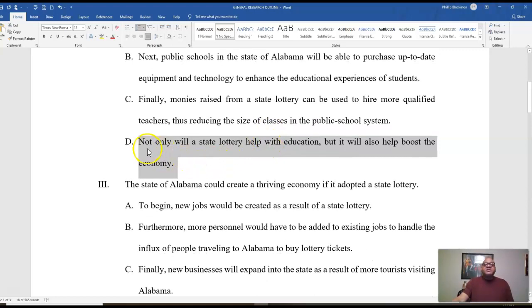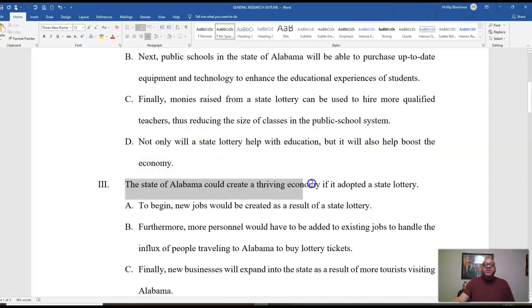So here I use a transitional topic. I use a transitional concluding sentence. Not only will a state lottery help with education, I'm finished discussing education. Done with education, okay? Not only will a state lottery help with education, but it will also help boost the economy, which is my next supporting point in Roman numeral number 3. The state of Alabama could create a thriving economy if it adopted a state lottery.